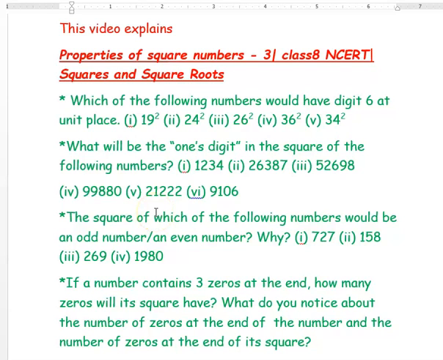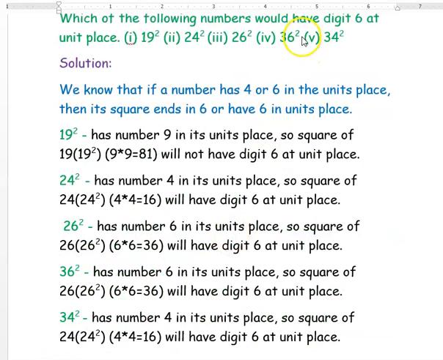In this video, we are going to see a few examples based on the unit digit of a square number. Which of the following numbers would have digit 6 at units place? The given numbers are 19 square, 24 square, 26 square, 36 square and 34 square. We know that if a number has a 4 or 6 in its units place, then its square ends in 6, or has 6 in its units place. So we'll see the numbers one by one.